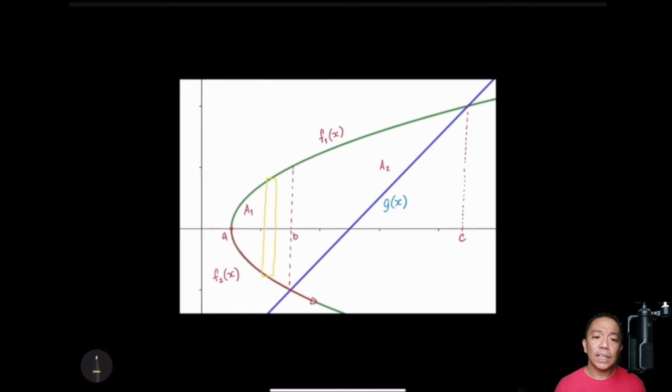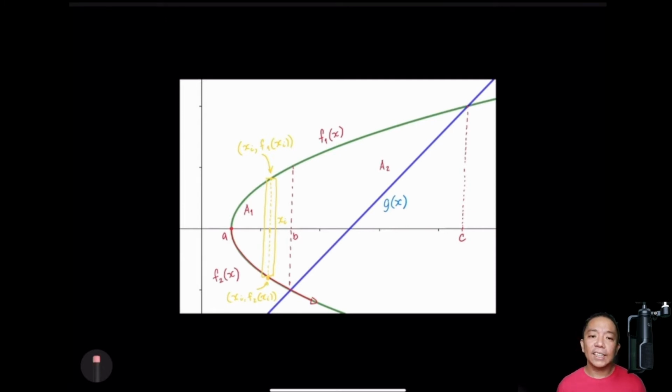So, dito sa region A sub 1, for our approximating rectangle na i-hit natin sa x sub i, yung upper na point na gagamitin natin, that will be given by x sub i, f sub 1 of x sub i. And yung lower na point will have a coordinate na x sub i, f sub 2 of x sub i. Kasi again, yung height ng rectangle na yan will be given by the difference of the y coordinates. So f sub 1 minus f sub 2.